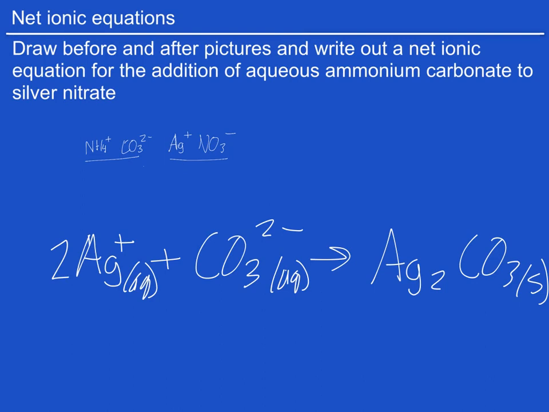So this right now is the net ionic equation for the addition of aqueous ammonium carbonate to silver nitrate. 2 silver ions plus carbonate forms silver carbonate solid. They precipitate. Okay, and then we know that ammonium and nitrate, since they existed the same in the before and the after, are going to be our spectator ions.